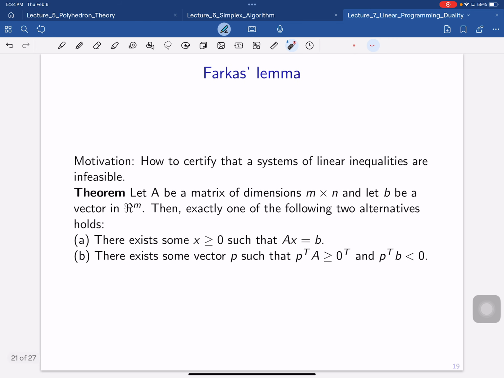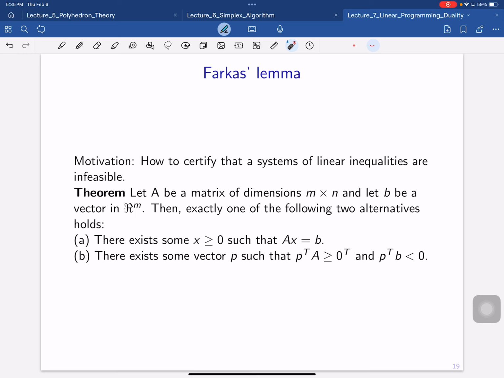Now, I have 10 minutes left to talk about, I would say, one of the most important theorems in linear programming. As I said, I believe there is a very important theorem called Minkowski's theorem, right? That means any polyhedral set can be represented as the convex hull of extreme points plus the conic hull of extreme rays, right? So this is another theorem.